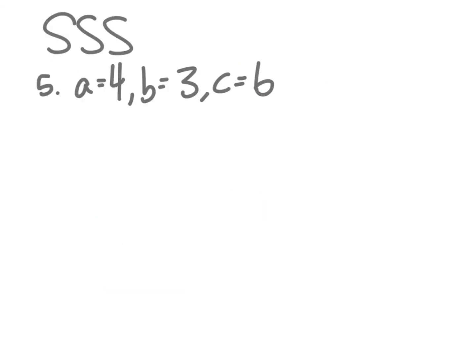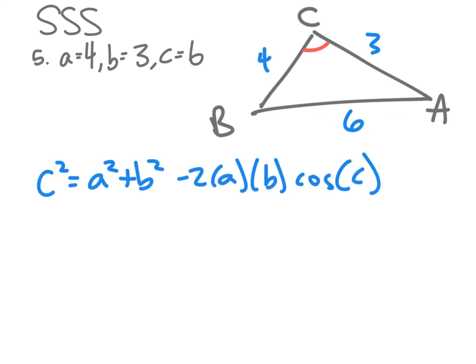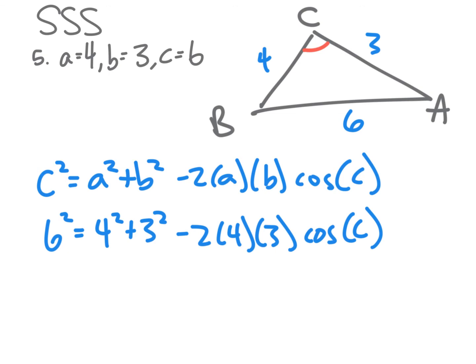The final case is for side, side, side. So here we have our triangle with the sides 4, 3, and 6, and I'm always going to suggest finding the largest angle first, and the largest angle is always across from the largest side. So I'm going to set up my equation. C squared is equal to A squared plus B squared, and so forth. So plug in all the numbers. All right, so now I've got this stuff. The first thing I'm going to do is subtract this 4 squared and 3 squared from 6 squared.